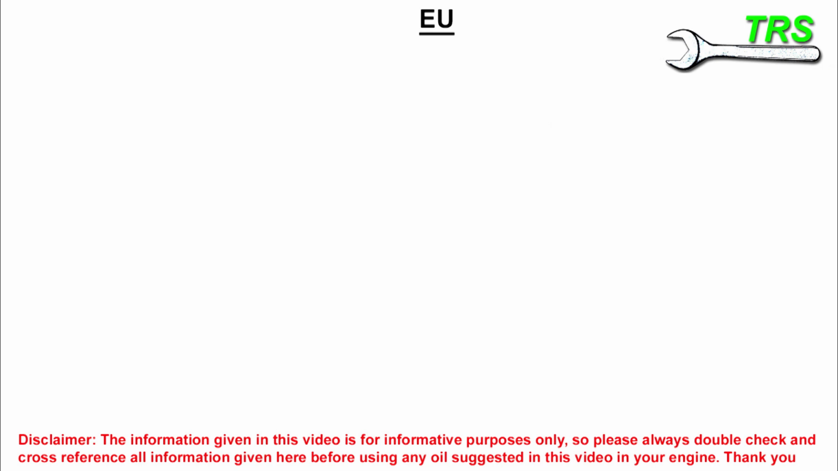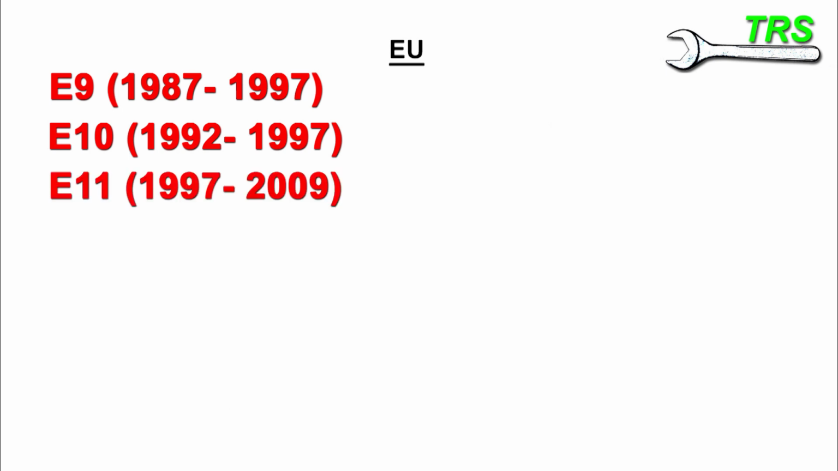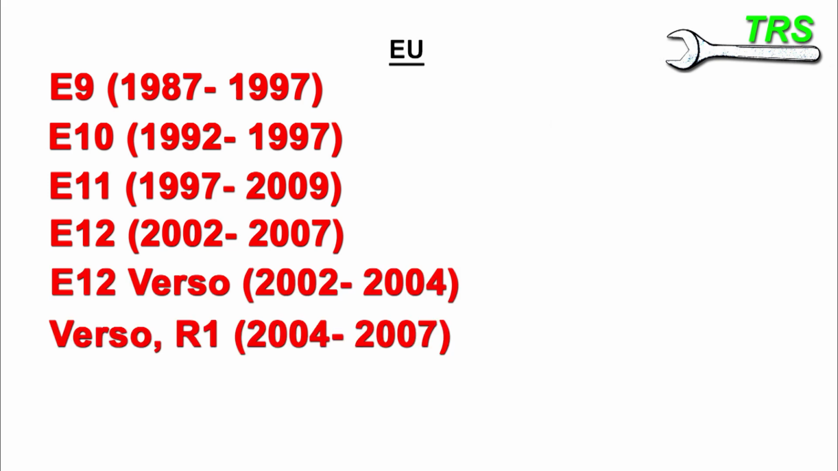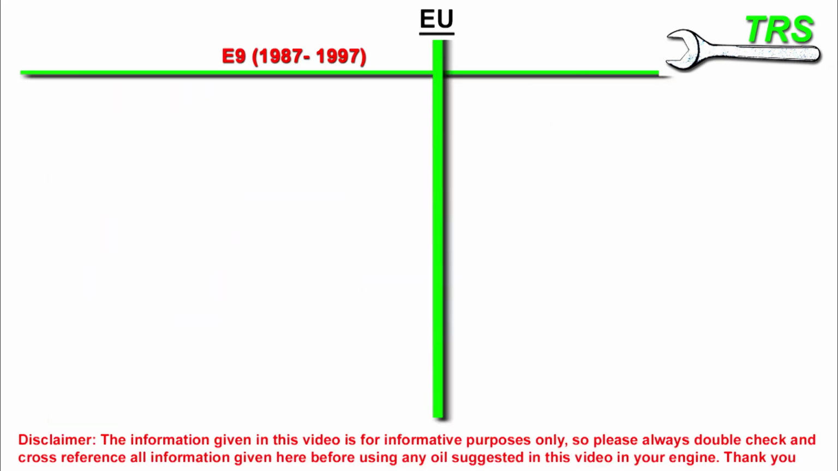And so I think it's best now that I list what I'm going to include so that you know what's coming. Okay, so I'll be including the Corolla E9s that were built between 1987 and 1997, and the E10s from 1992 to 1997, the E11s from 1997 to 2009, the E12s from 2002 to 2007, the E12 Verso from 2002 to 2004, the Verso R1 from 2004 to 2007, and the E15 between 2007 to 2013, and lastly the E18 from 2013 to 2016. And so if I bring in my table, we're going to start with the E9s.